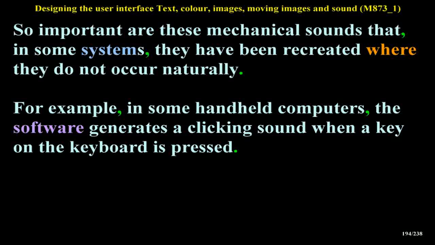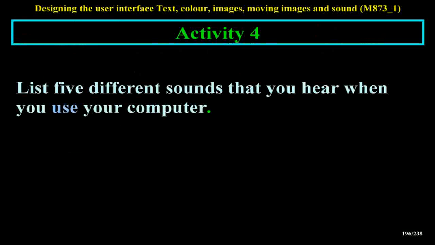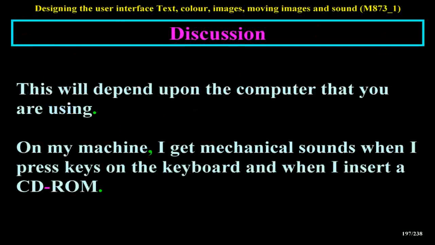For example, in some handheld computers, the software generates a clicking sound when a key on the keyboard is pressed. We look at the first 3 of these categories below, concentrating on the information that they can communicate to the user. Activity 4. List 5 different sounds that you hear when you use your computer. Discussion. This will depend upon the computer that you are using.